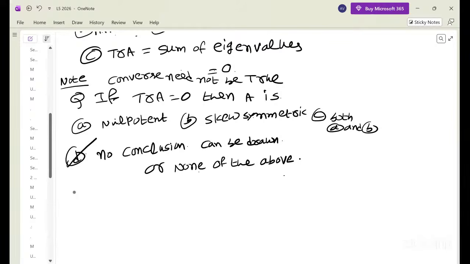Here, because the contest has come, I want to give some important things. If A is idempotent, this also may help you. Try to memorize. If A is idempotent, any one of you, can you tell me when is it idempotent? Do you remember idempotent? What is an idempotent matrix? Satish and others, do you remember what is idempotent?